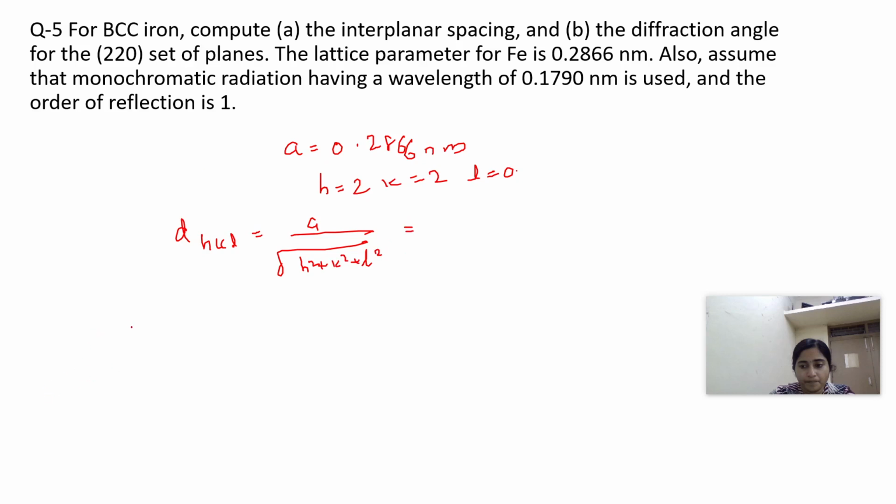After that, what you can do? sin theta is equal to m lambda by 2 d_hkl. Substitute all the values, they are already given. You have to find the theta value from that, and then get the diffraction angle 2 theta. So that is the solution, please try it. First find the d value, then we can answer the B question, which is the theta value.